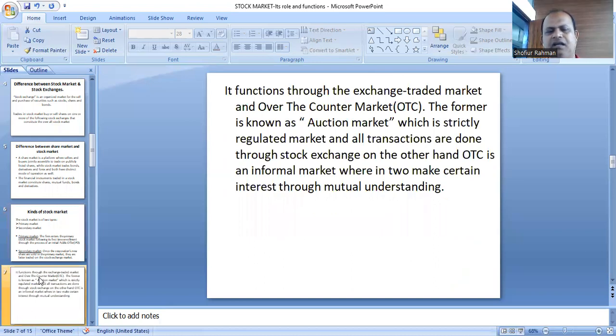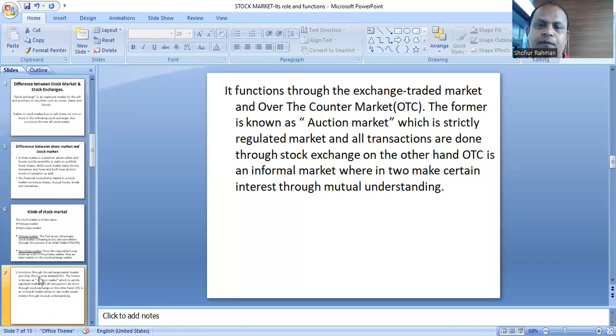Next is, it functions through the exchange traded market and over the counter market. The former is known as auction market, where bidding happens, because when a company issues some new share, the company has to take some broker, the listed broker. That is called share market. Because without a broker, we cannot trade, we cannot deal the shares in the market, because those brokers are designated brokers, or nowadays they are called share merchants. They are designated by the share market, and there what happens?